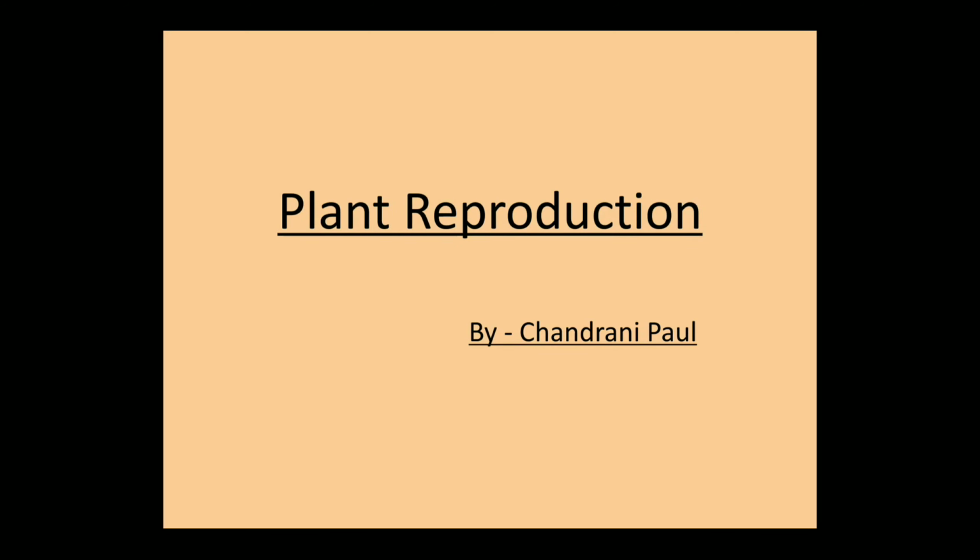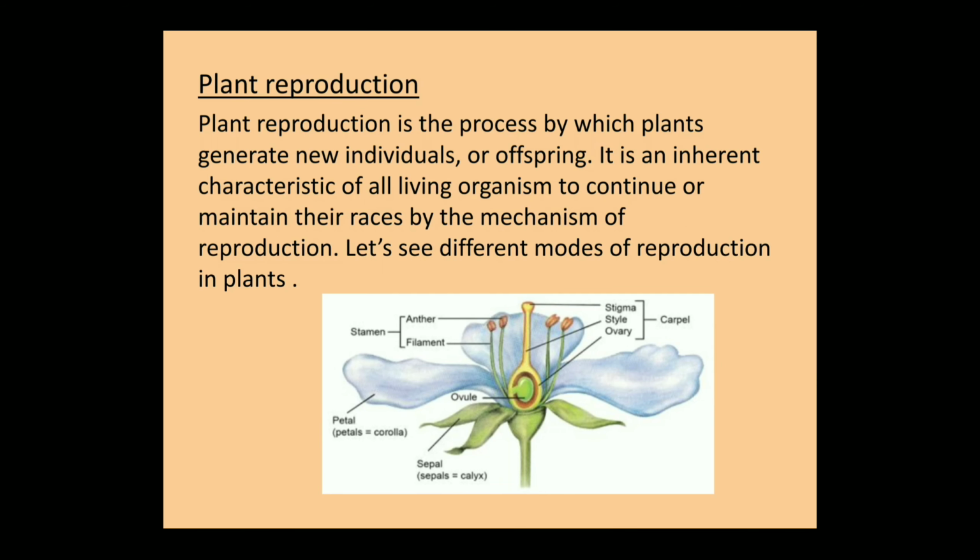Today we will learn about plant reproduction. Plant reproduction is the process by which plants generate new individuals or offspring. It is an inherent characteristic of all living organisms to continue or maintain their races by the mechanism of reproduction. Let's see different modes of reproduction in plants.